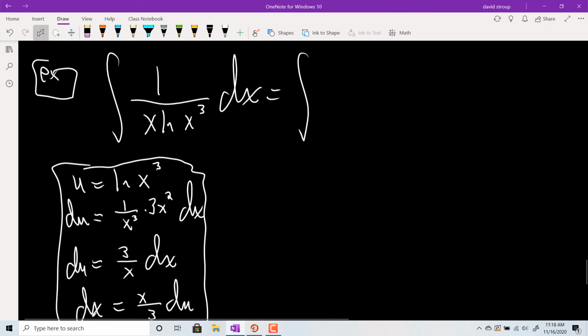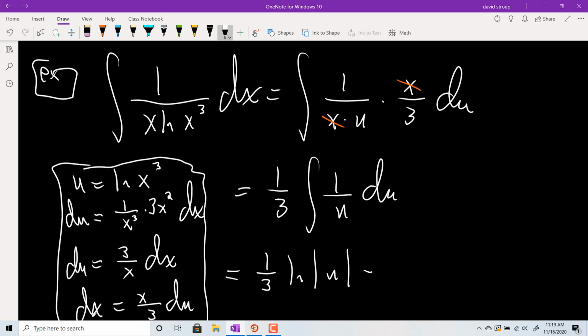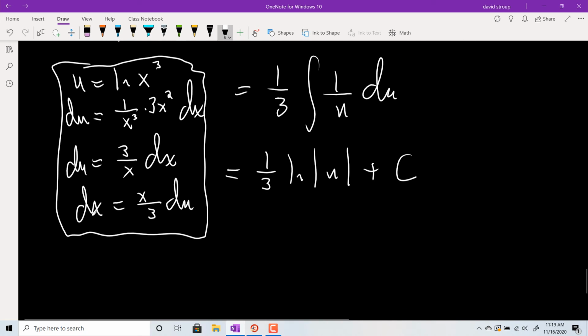So we're going to end up with the integral of 1 all over x times u times dx, which is now x over 3 du. Okay, we need the x's to clear out, and we have that. No big deal there. We can factor out the 1/3, and then we're left with the integral of 1 over u du. So this will end up being 1/3 ln absolute value of u plus c. And then you could back substitute, and you have this weird looking thing: 1/3 ln absolute value ln x cubed, and then plus c. Okay, it's a bit weird, but it happens.